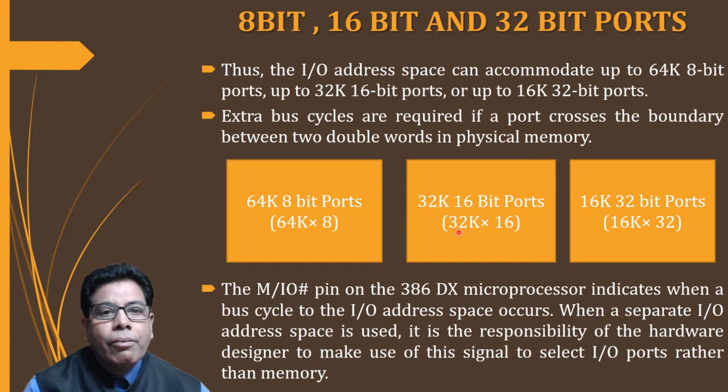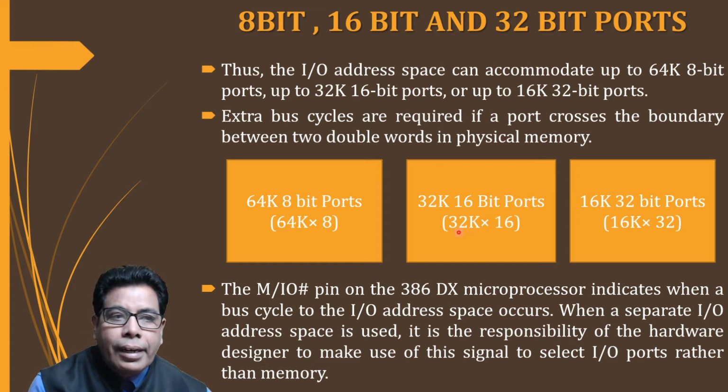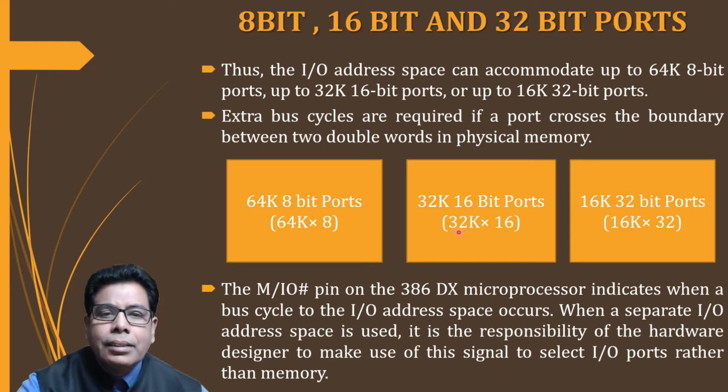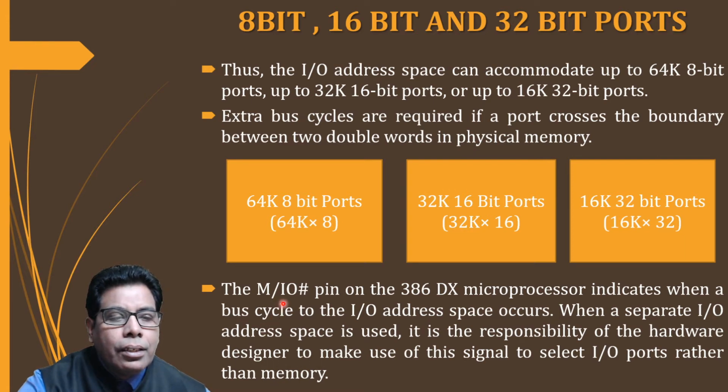Here, when the address of the port crosses the boundary between 2 double words, then in that case extra bus cycles will be required. So that is the disadvantage of having addresses which cross the boundary. Then there is a signal M/IO hash that is similar to M/IO bar.